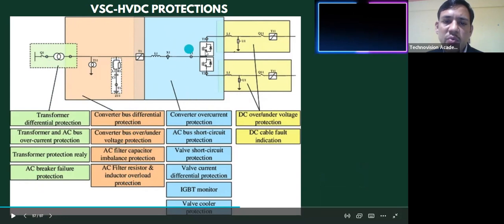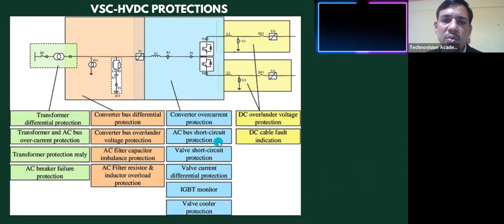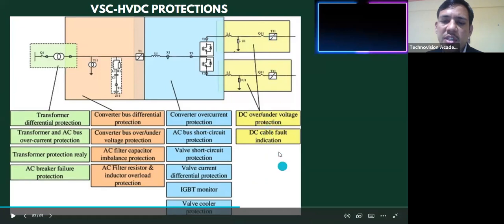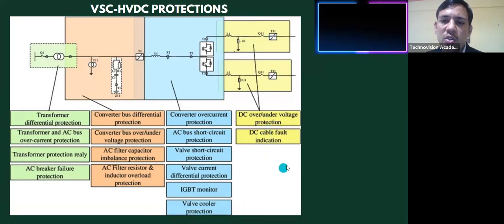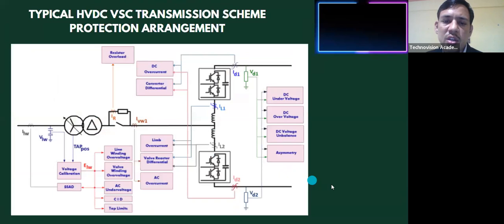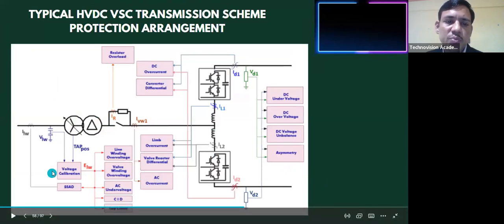Again, VSC valve protections like valve current differential protection, valve short circuit protection, valve cooler protection, that is, we can say cooling system protection. DC line fault, DC cable fault indication. So all these things are included in the protection. How these protections can be coordinated with each other, that is also mentioned here.